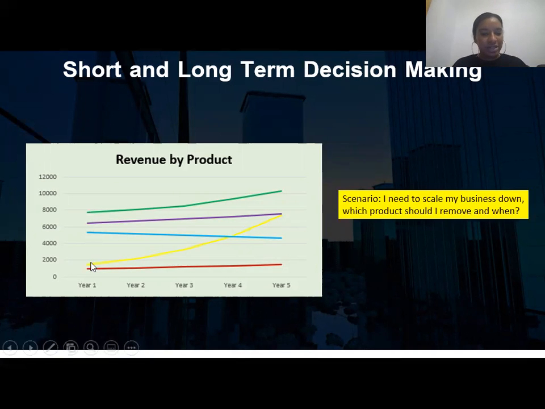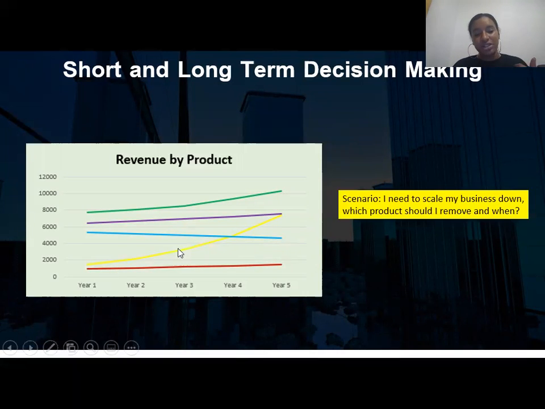But in actual fact, let's take a look. This one here, the yellow one, is one of my lowest grossing products. It's actually the second one in my portfolio of products. If it's year one and I'm looking at this year's figures, I say I'm going to get rid of it because it's really not doing well. I've got these products, they're doing much better, so I'm going to get rid of it.